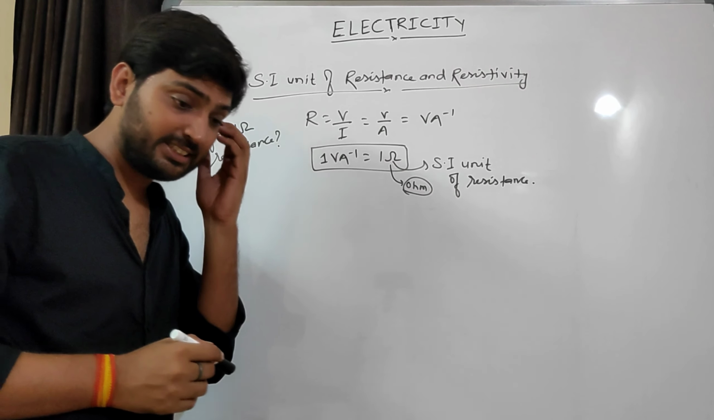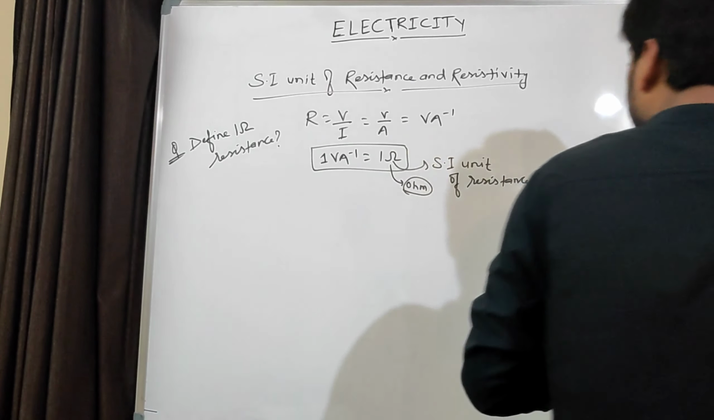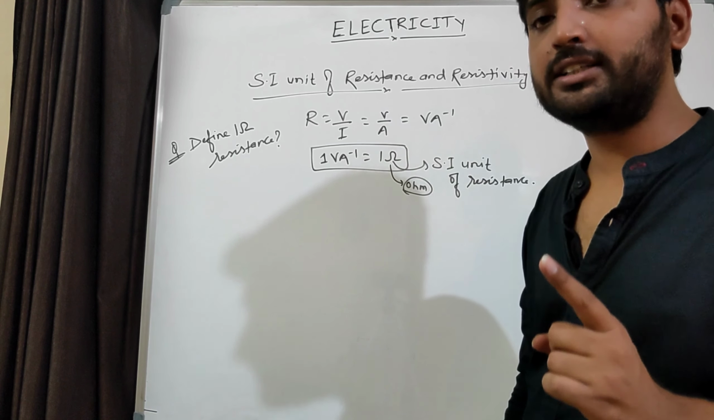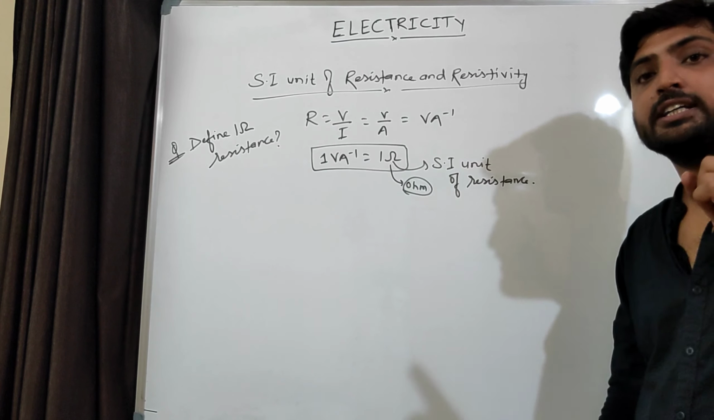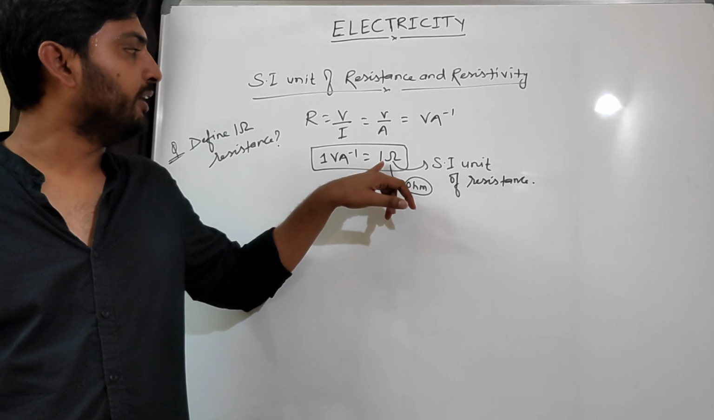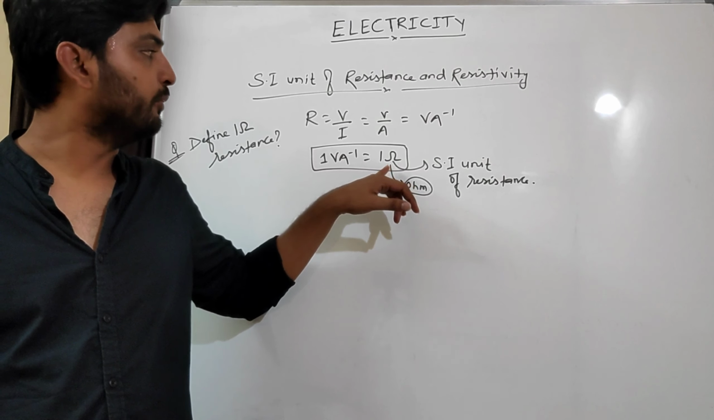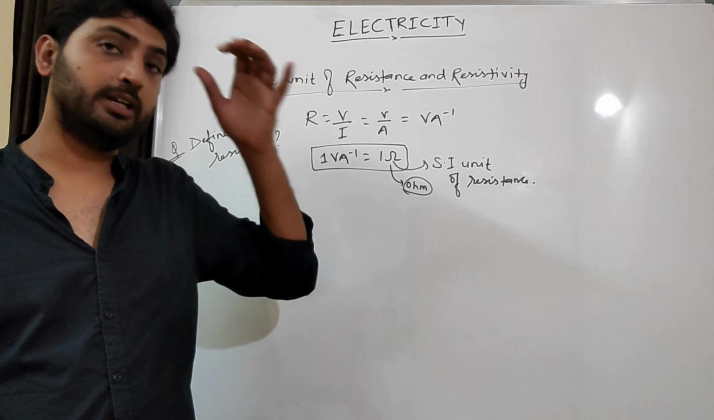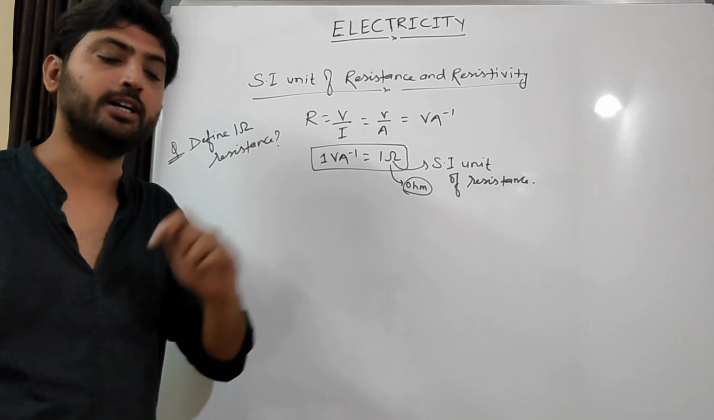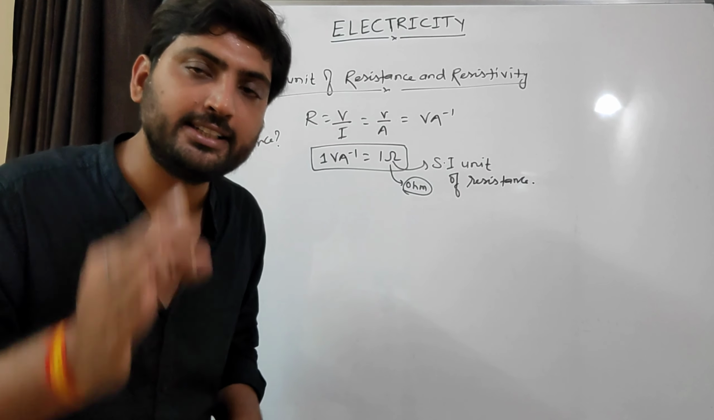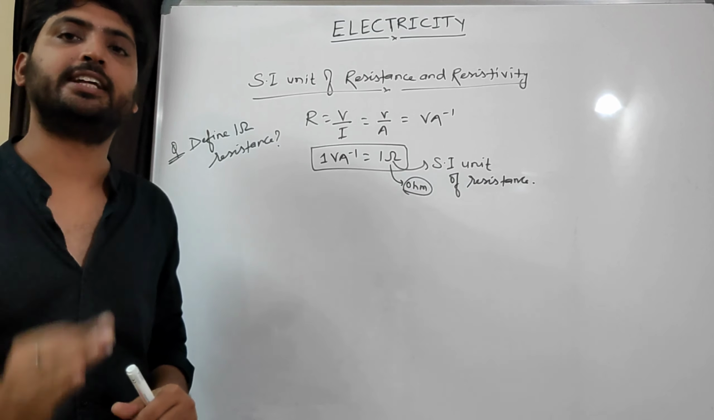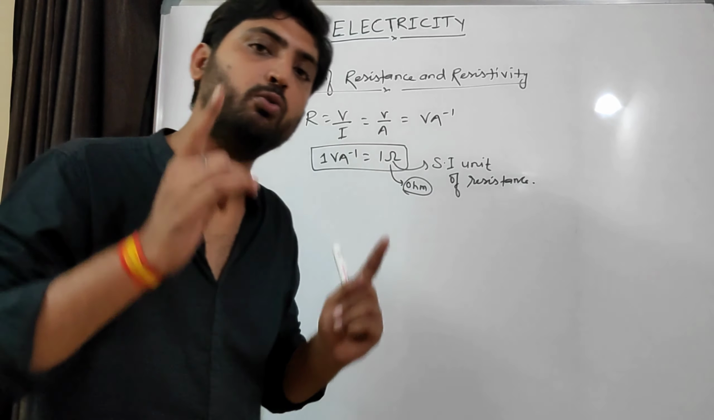1 ohm resistance means if the potential difference across the ends of the conductor is 1 volt and the current flowing through that conductor is 1 ampere, then the resistance offered by that conductor is 1 ohm. When will 1 ohm resistance be offered? When V is 1, A is 1. If both are 1, then resistance will be 1 ohm. Means when 1 ampere of current is flowing through a conductor having potential difference of 1 volt, then the resistance offered by that conductor is 1 ohm.